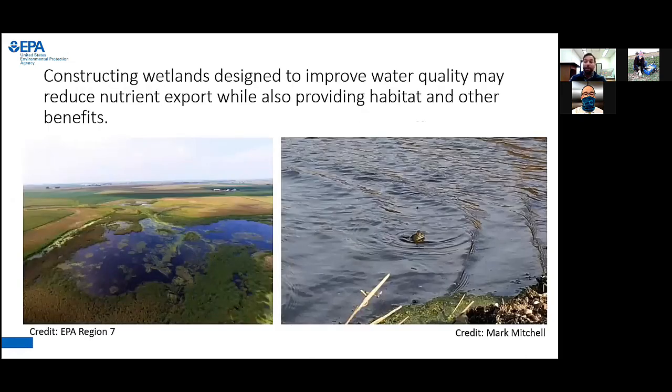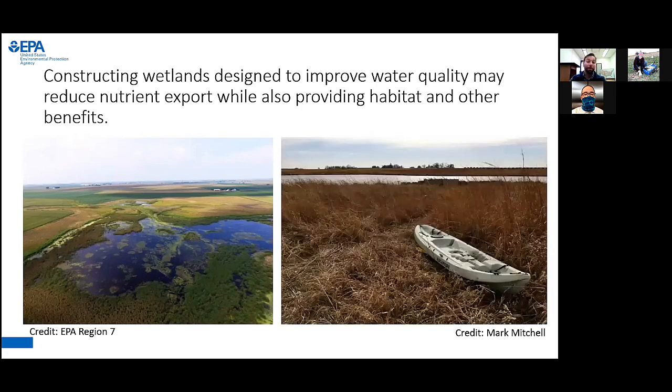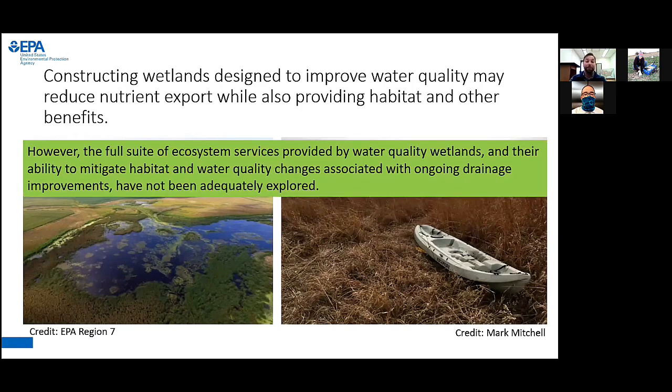Constructing water quality wetlands, which are systems designed to capture a large portion of the water leaving an agricultural watershed and treat it so that there are lower levels of nitrogen moving downstream, may also provide much needed habitat for amphibians, as well as waterfowl and other organisms. Water quality wetlands also may provide other benefits, such as recreational and educational opportunities. However, the full suite of ecosystem services provided by water quality wetlands and their ability to mitigate habitat and water quality changes associated with drainage improvements have not been adequately explored.